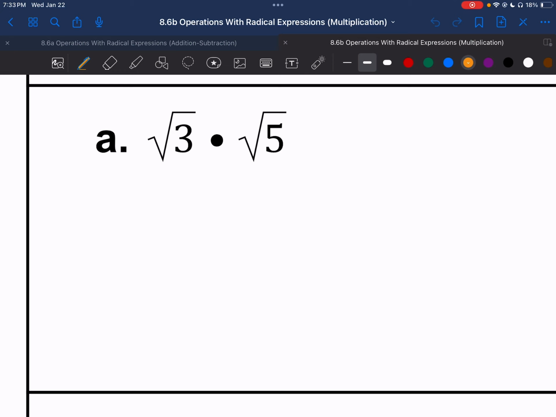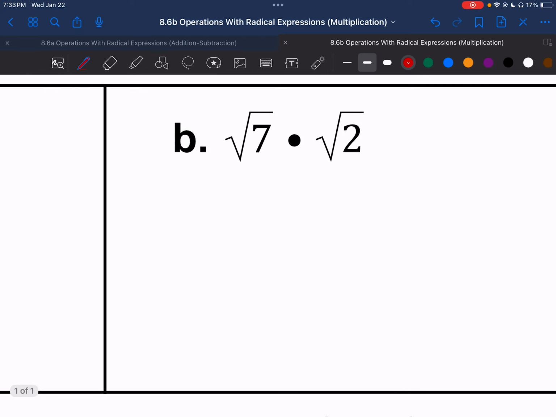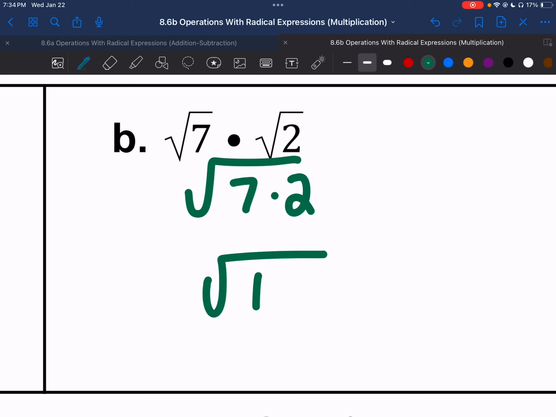So the first thing we need to do is, we don't have any coefficients, so we are going to combine this under one radical, 3 times 5, and the result is 15. When we multiply, there are no common factors for us to pull out. Letter B, we have the square root of 7 times the square root of 2. We are going to combine that under one radical, and it is the square root of 14.